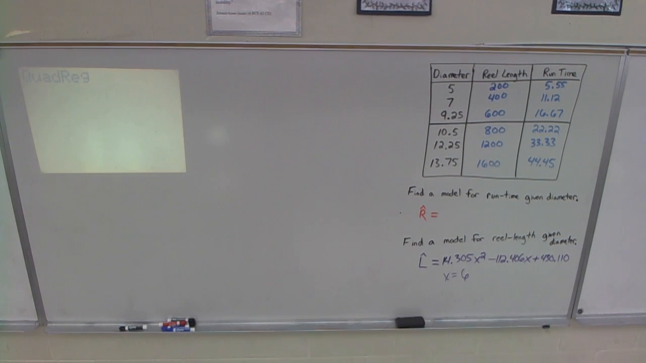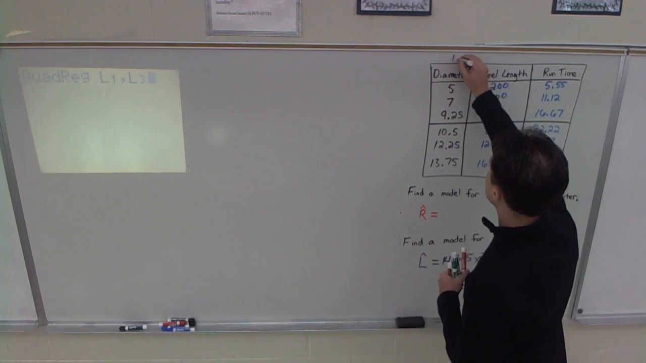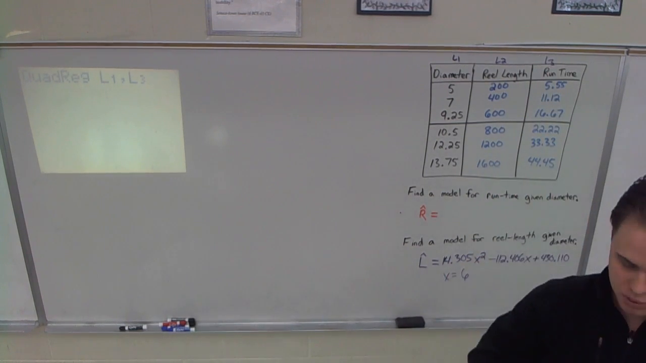What do I have to put here? List 1 and list 3. So that's key. If on your problem, if you want to make sure that you don't get lost, it's really good to label these. Like this is list 1, this is list 2, this is list 3. I think that really helps.